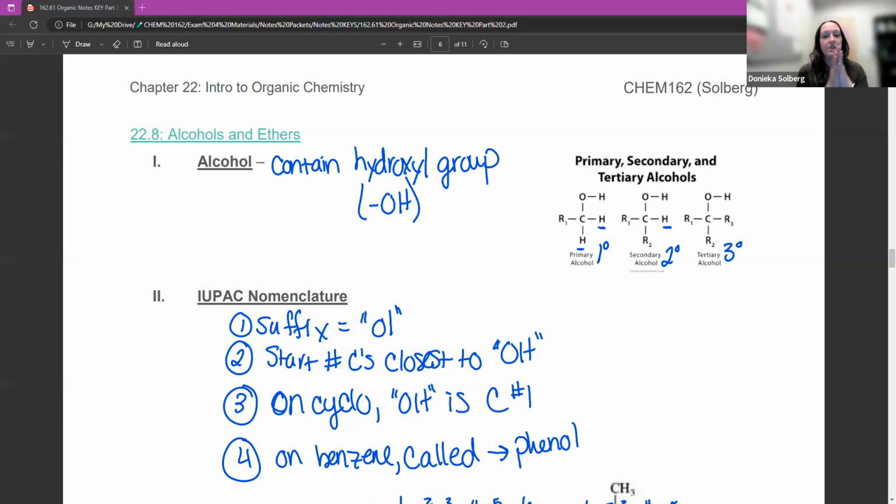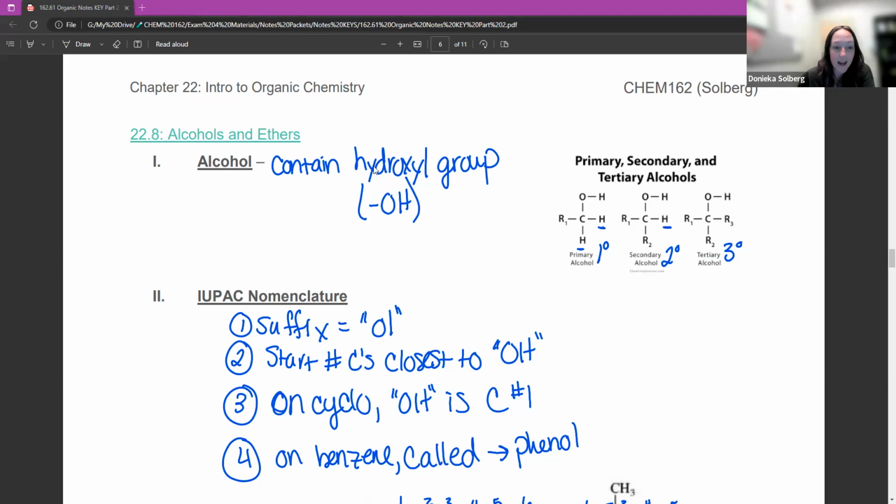We are going to focus on each of these groups individually. So now we're going to talk about alcohols and ethers. Now, if you remember back to our functional groups, alcohols have a hydroxyl group, or an OH, on them. Anything that contains a single bond OH is a hydroxyl group.